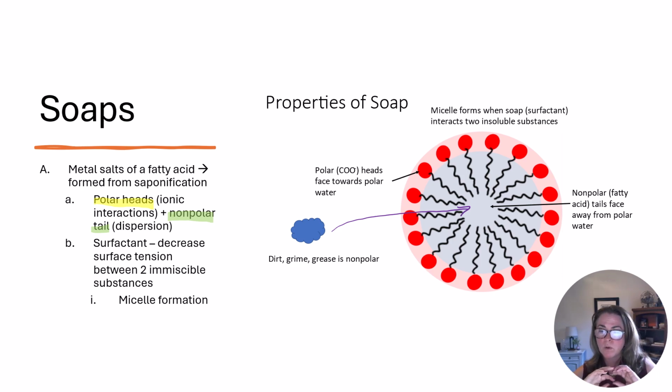So those nonpolar tails will surround that dirt, encapsulate it, and so that dirt now is on the inside of that micelle. The outside is the polar heads, and so that's what's going to allow for that dirt, grease, and grime to rinse right off of your skin or your clothes or your pan or whatever it is that you're washing. We are actually going to be looking at this in lab, and we're going to be talking about these micelles and taking a look at how these soaps actually behave.